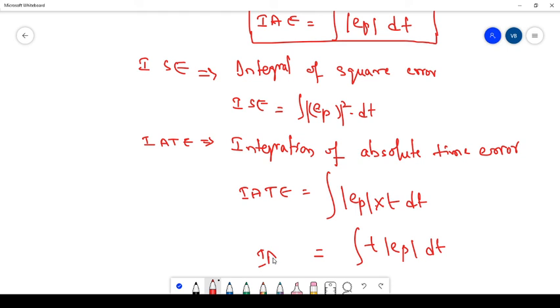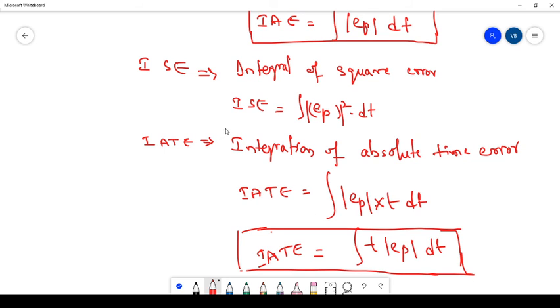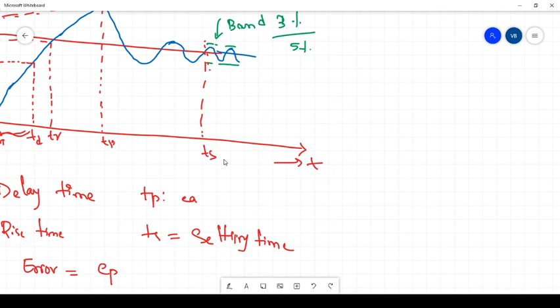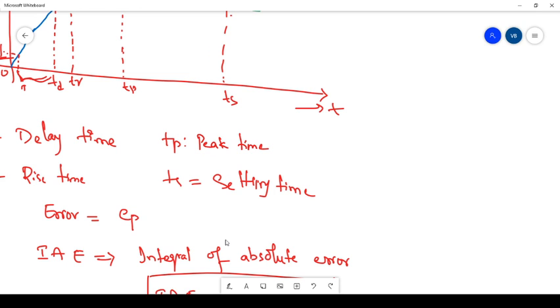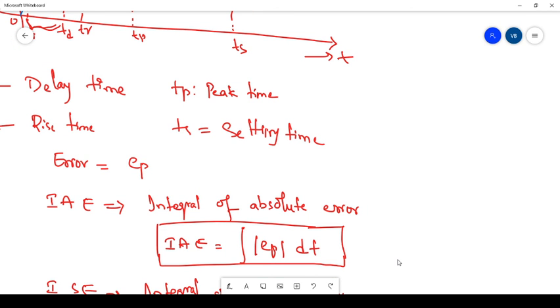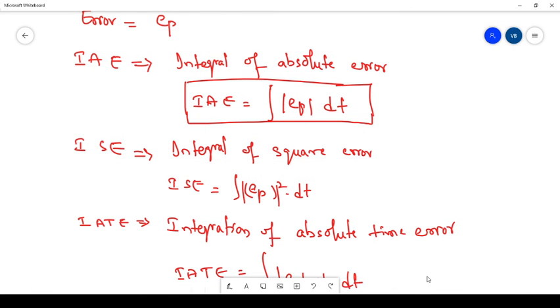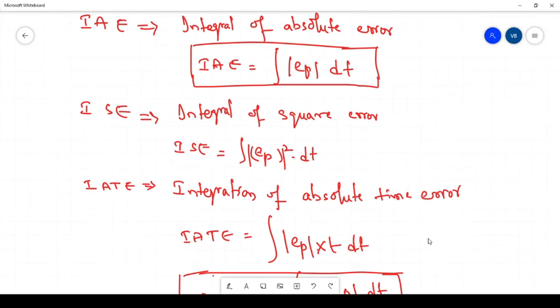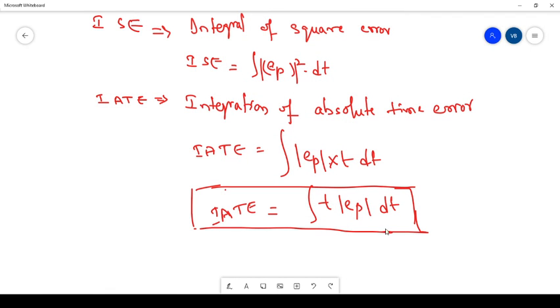Very important. You can get it as a 2 marks question in the final, or objective questions in the mid exams. Just remember these 3 formulas with the definitions. IAE is the integration of absolute error, that is the integration of mod EP dt. ISE, integration of square error, EP square dt. ITAE, absolute time error, that is t into mod EP dt. Okay, so this is about today's session, the entire second order system response, and how we define ISE, IAE and ITAE.